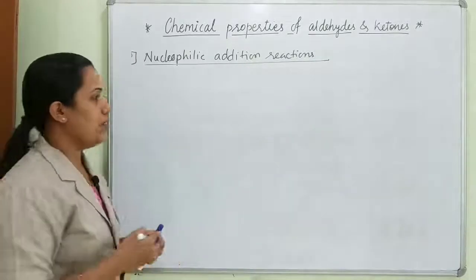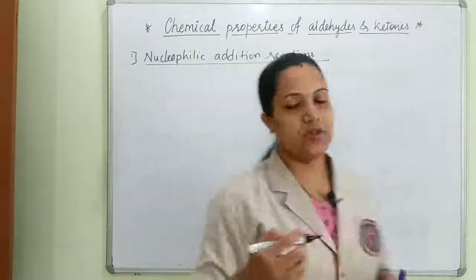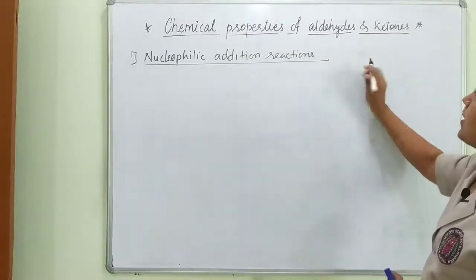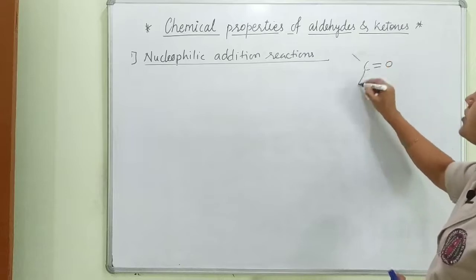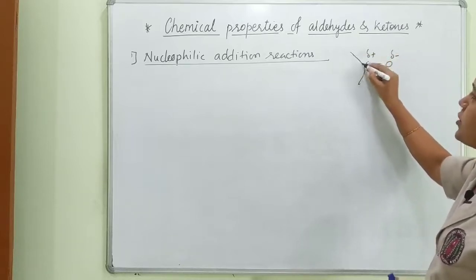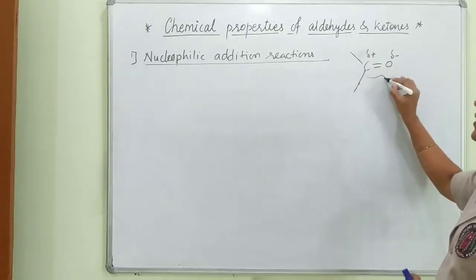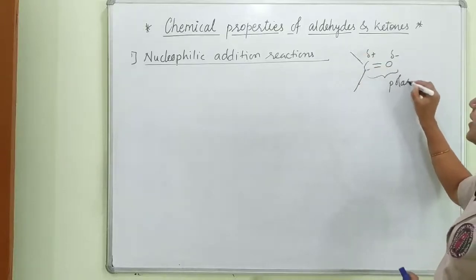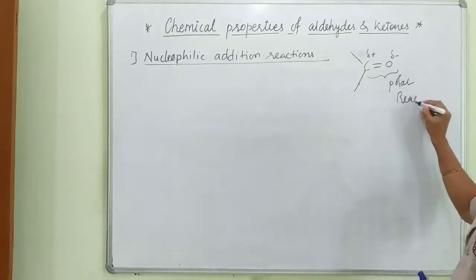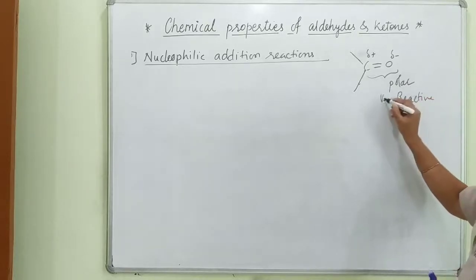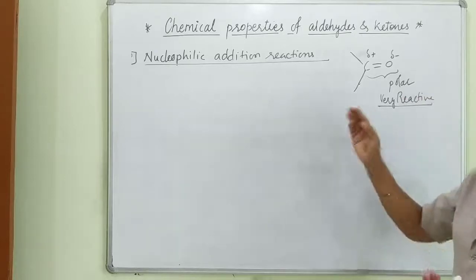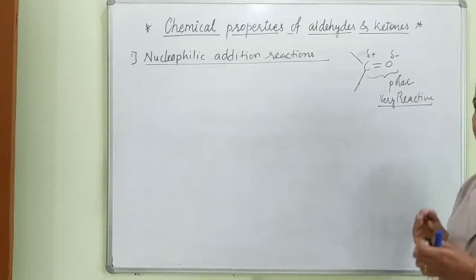So students, we know very well that if I draw the structure of a carbonyl compound, in the carbonyl compound this oxygen will acquire a partial negative charge, this carbon will acquire a partial positive charge, and we know that this bond is polar in nature. As this bond is polar in nature, that's why aldehydes and ketones are very reactive in nature. Now let's understand the mechanism of the nucleophilic addition reaction.